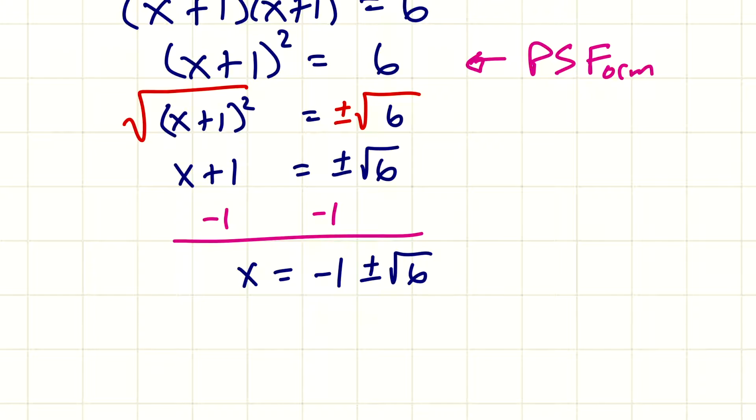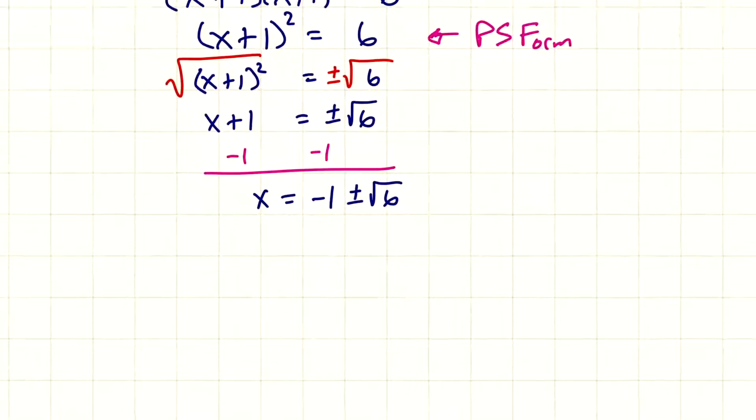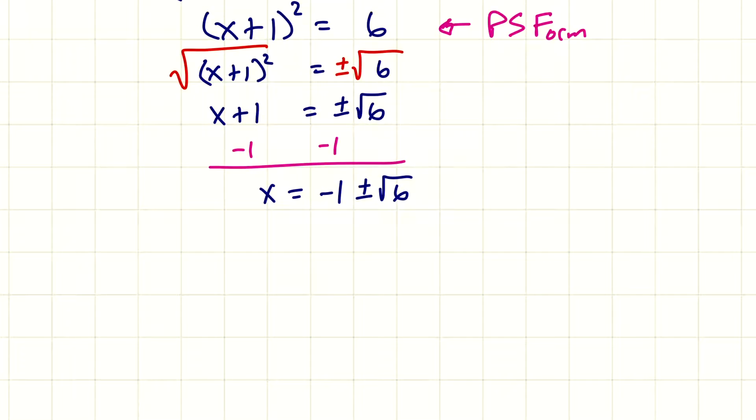6 is not a perfect square, so it's not going to reduce to a nice small number. If it was a 9, then we could take the square root of it. If it was 25, 16, 49, 100, those are nice numbers. But if not, then we're just going to leave it in exact form. We don't want decimals at this point, unless the question specifically asks for a decimal or approximated answer, then you could just type it into a calculator. This splits up into two answers.